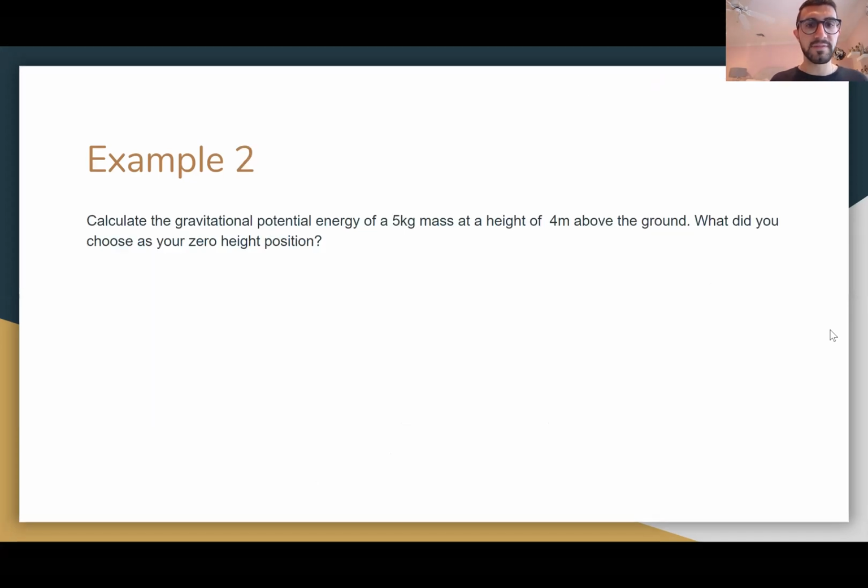So let's do a second example. Calculate the gravitational potential energy of a 5 kilogram mass at a height of 4 meters above the ground. And what did you choose as your zero height position? So let's see how we would do this problem.